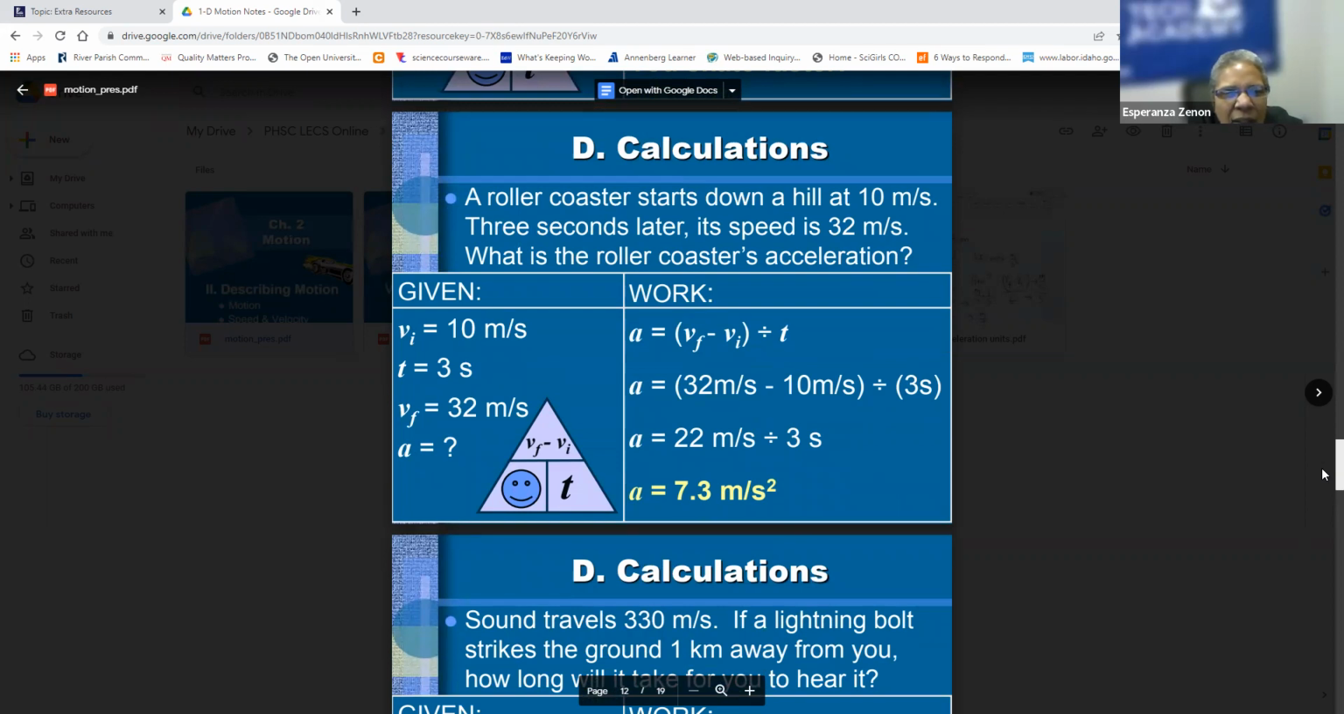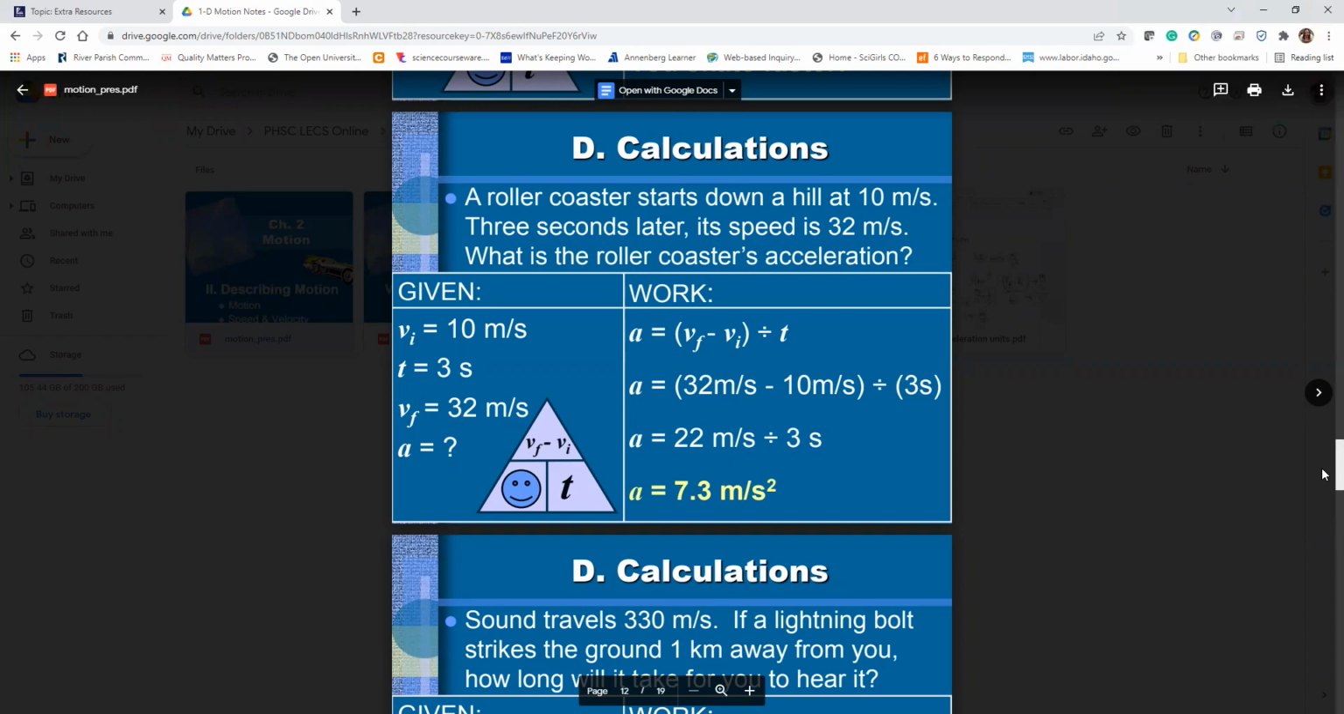Okay. It says a roller coaster starts down a hill at 10 meters per second. 3 seconds later, its speed is 32 meters per second. What is the roller coaster's acceleration? In a nutshell, somebody tell me, what is this roller coaster doing? Free falling. It's not free falling, thank goodness.